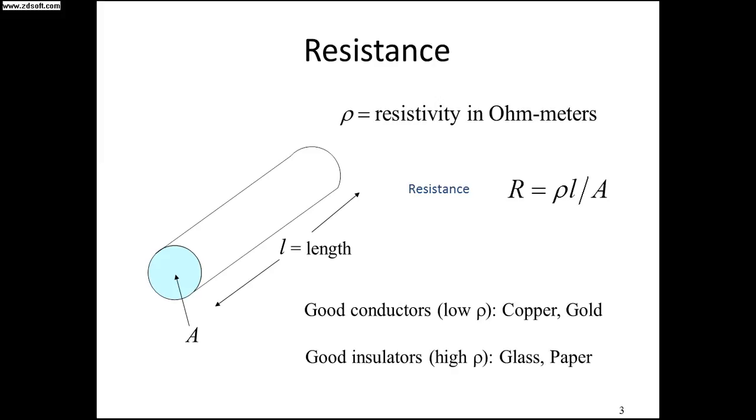Resistance is the opposing property for the flow of current, and that is defined by R equals rho L by A, where rho is the resistivity, L is the length of the conductor, and A is the cross-sectional area of the conductor. Resistivity is low for conductors like copper and gold, and very high for insulators like glass and paper. So resistance is low for good conductors and high for insulators.